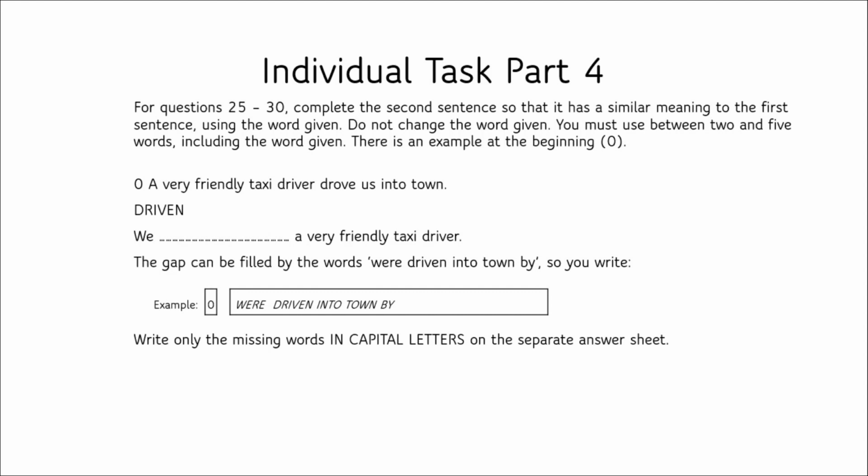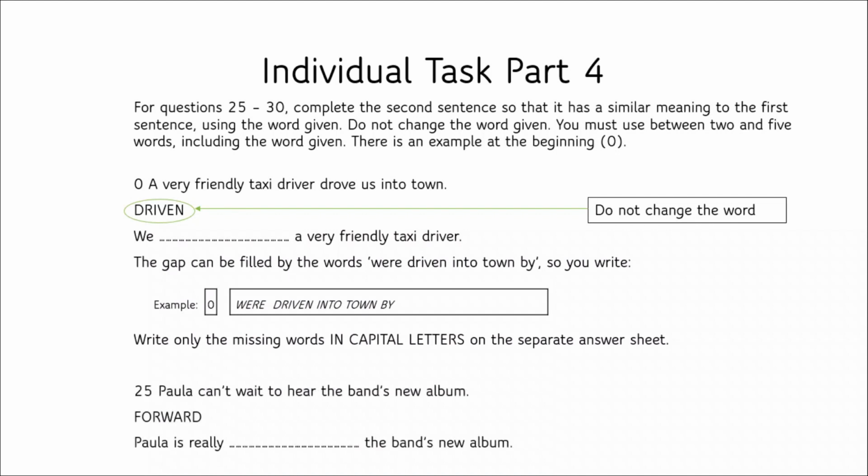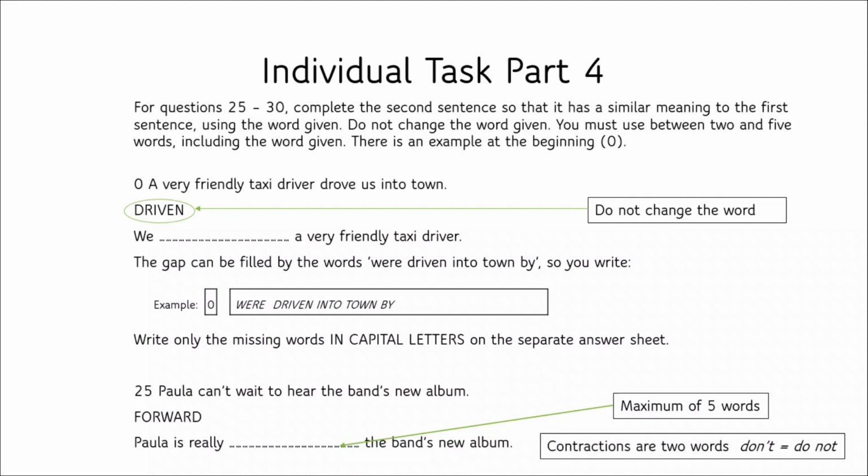Our example here is the word driven, and as we have said already, you cannot change this word. So using the word driven, we can complete the gap with were driven into town by. And there's an example of one of the questions which we will look at shortly. In the gap for the sentence, we can only have a maximum of 5 words. As a reminder again, if you use a contraction, it is 2 words.